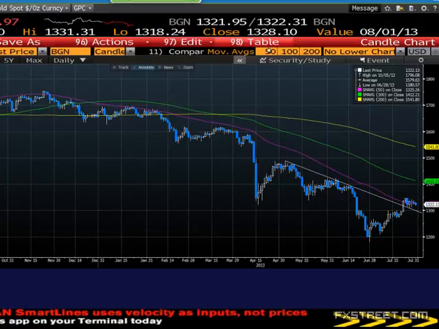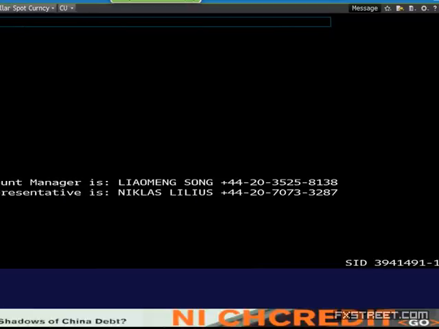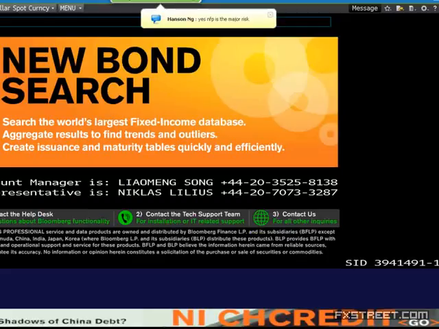Pan, very last question now. I'm going to look at CAD. Dollar CAD has come under pressure. It's managing to find some support here at this 100-day moving average at 180.70.